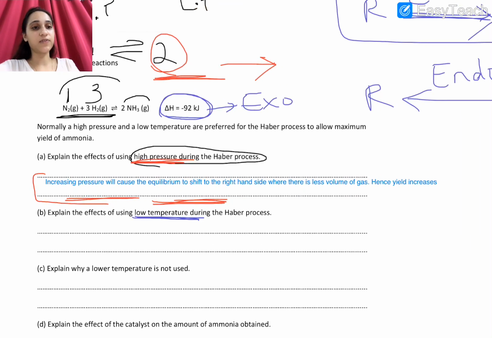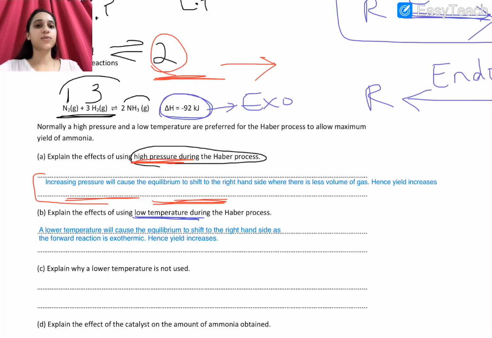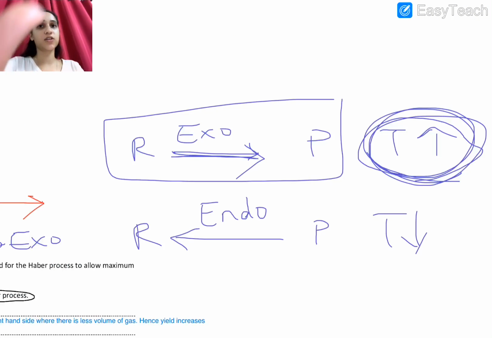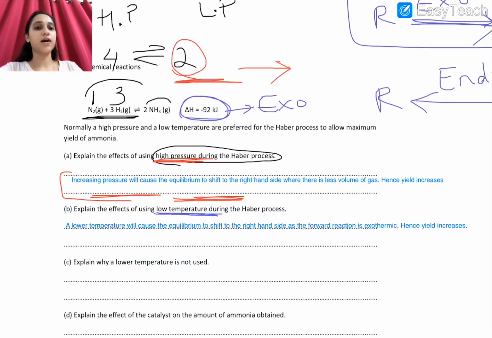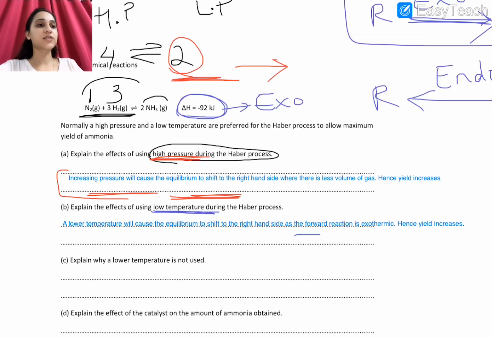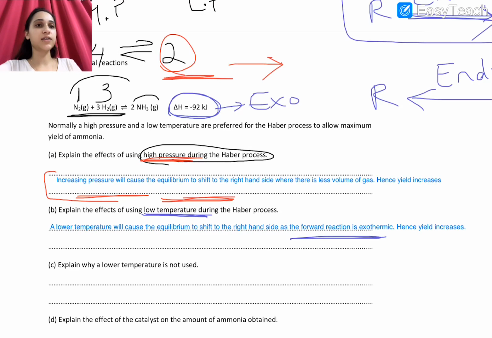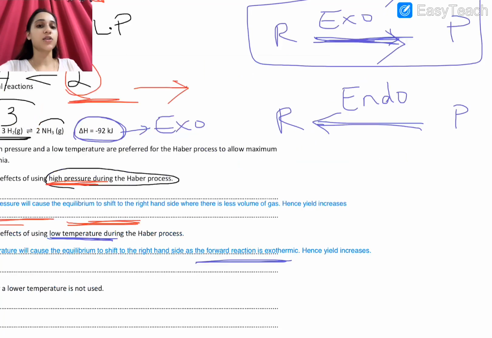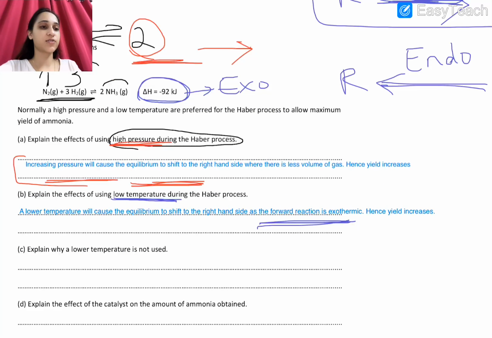So, explain the effects. A lower temperature is going to cause the equilibrium to shift to the right hand side, as the forward reaction is exothermic. So the forward reaction is exo, and the backward will be endo. Because the forward reaction is exothermic, the yield is going to increase.